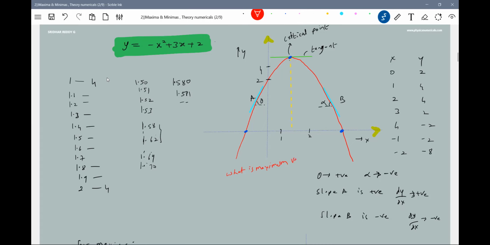What is the maximum value of y? And at what value of x is y maximum? That's the $1 million question. Maximum value of y, how to find out?